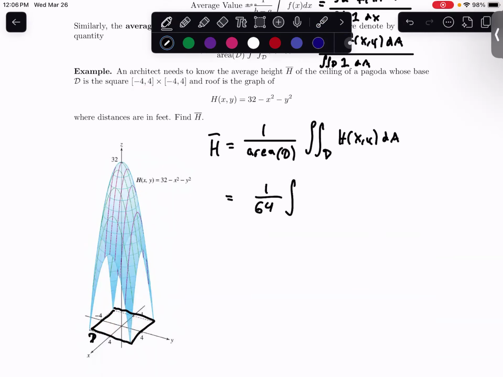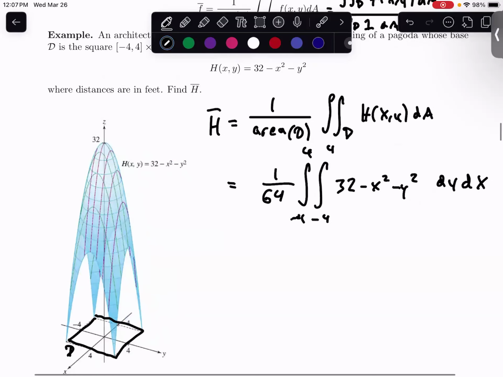And then we need to think about the bounds of integration. Luckily for us, we're just integrating over a square. So you don't have to do anything fancy with respect to writing out the bounds in terms of other functions. And so we know the bounds of integration are just given by -4 to 4, -4 to 4 for both x and y. And then we're given h of xy is 32 minus x squared minus y squared. And then I'm just going to integrate with respect to y first, and then with respect to x. This one, it doesn't really make a difference which one you integrate first. They're both the same difficulty, I would say.